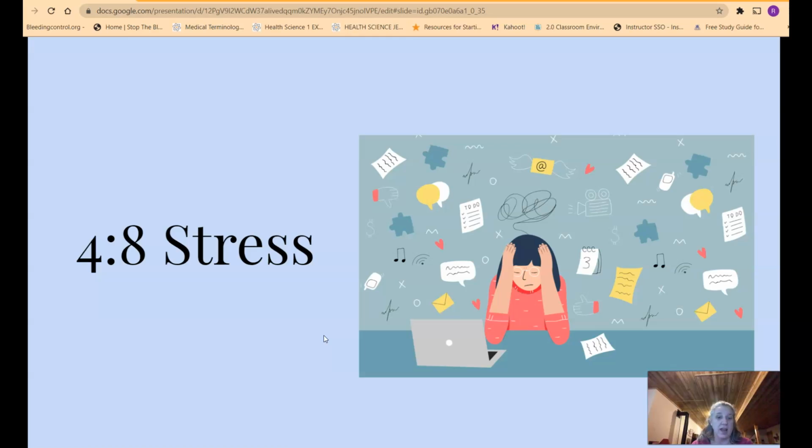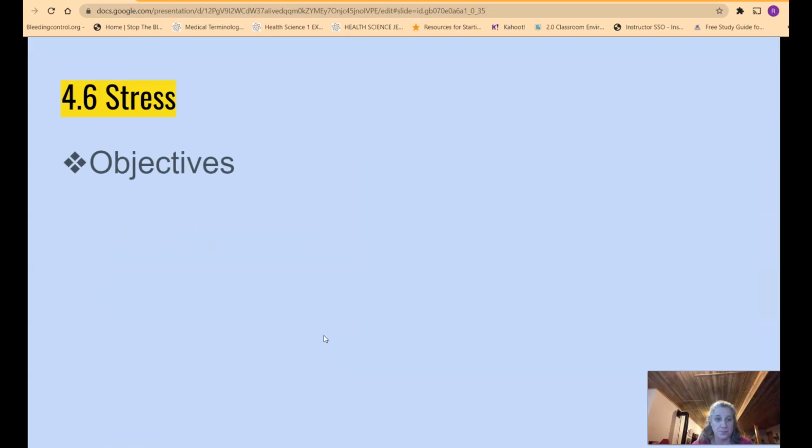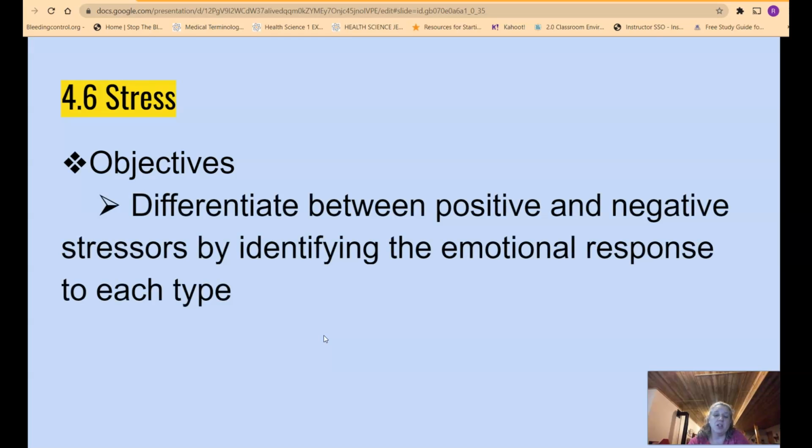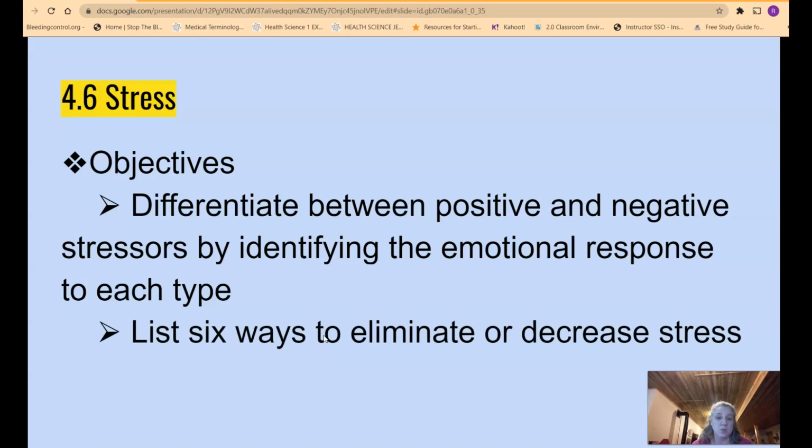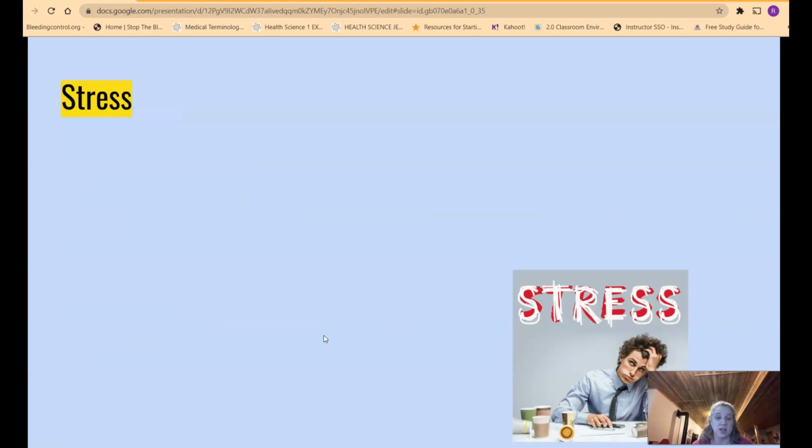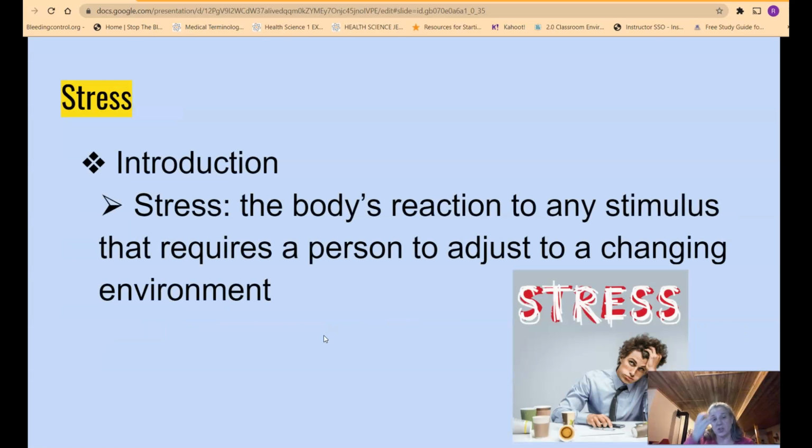So section 4.8 is on stress, something that most everyone knows about. The objectives is to differentiate between positive and negative stressors by identifying an emotional response to each type, and to list 6 ways to eliminate or decrease stress. So stress is the body's reaction to any stimulus that requires a person to adjust to a changing environment. Again, it can be a positive or a negative stress.